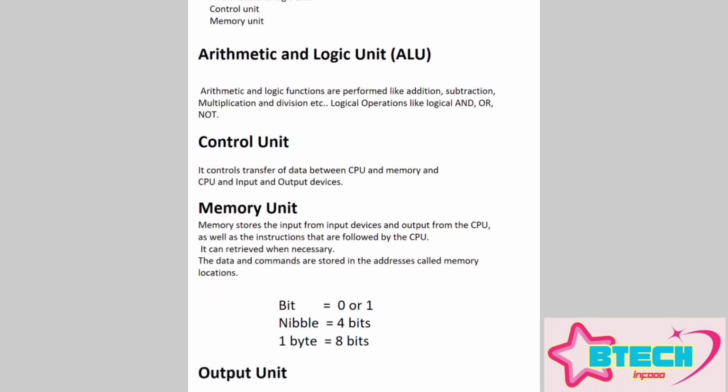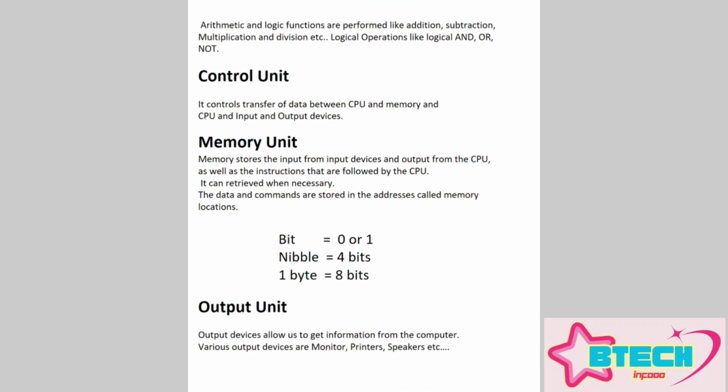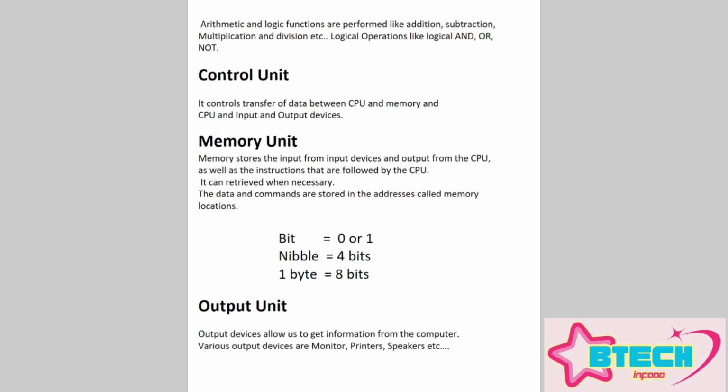The data and commands are stored in the addresses called memory locations. There are few types of memory locations and memory addresses, like bits is equal 0 or 1, nibble has 4 bits, 1 byte is equal to 8 bits.